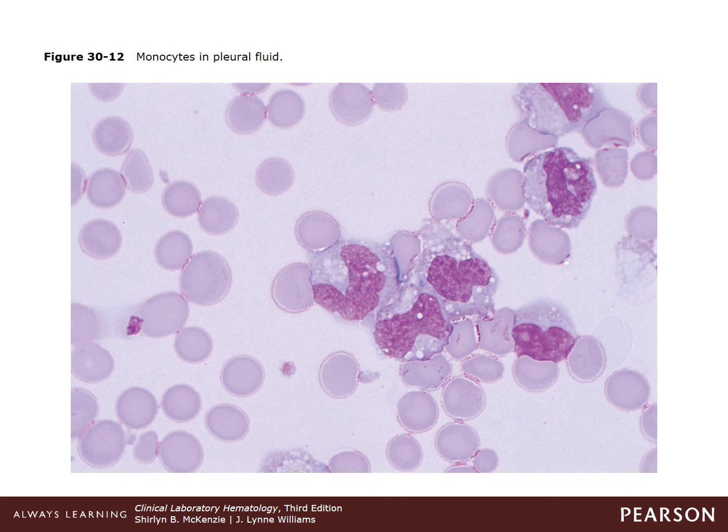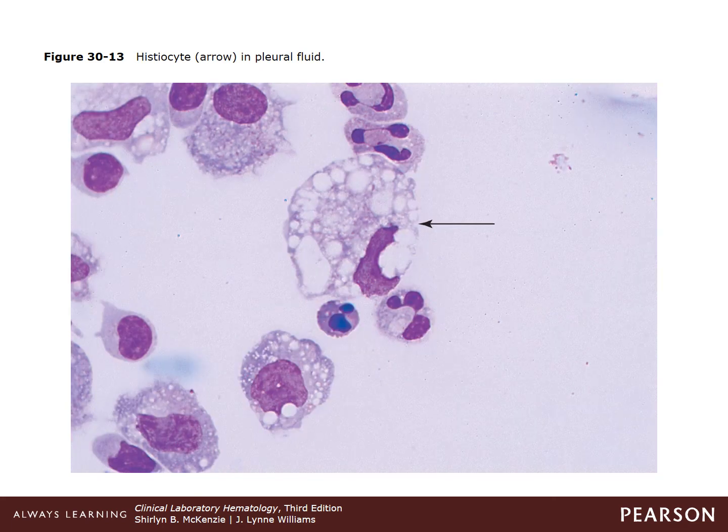Here we see some monocytes in the picture. And again, they're going to be classified into the monocyte macrophage classification. Here is a histiocyte. It is a very large cell. The arrow is pointing to the vacuoles seen as well as the eccentric nucleus moving to the edge.